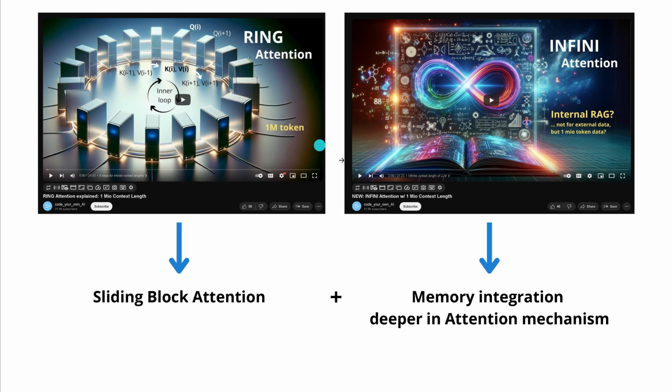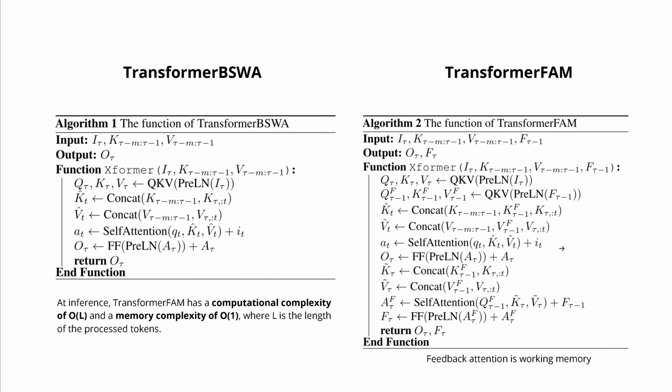But of course, if you would like to be strictly on the mathematical side, here you have it now. This is the operational pseudocode. On the left-hand side, we have the TransformerBSWA, and on the right side, we have the brand new TransformerFAM. But you know what's really fascinating? Our new TransformerFAM has a linear complexity. This evolutionary step does not require a quadratic complexity, and we also have a context length of more than 1 million tokens with this, I will not call it a simple structure, but with this advanced structure.